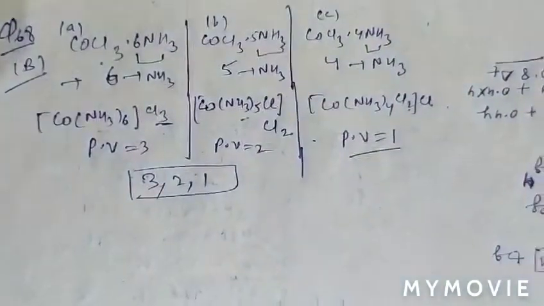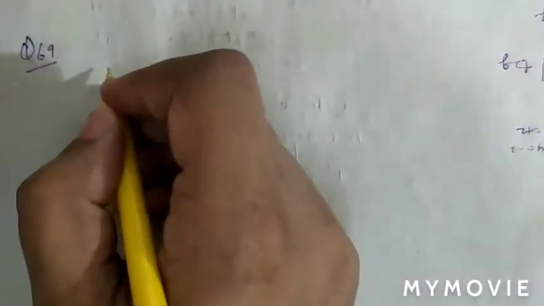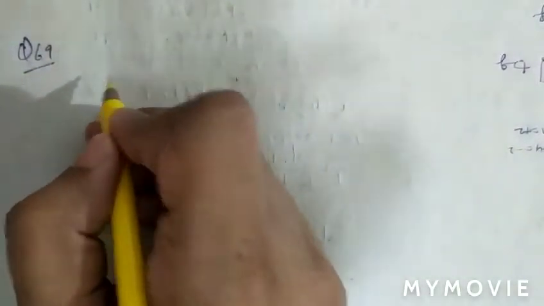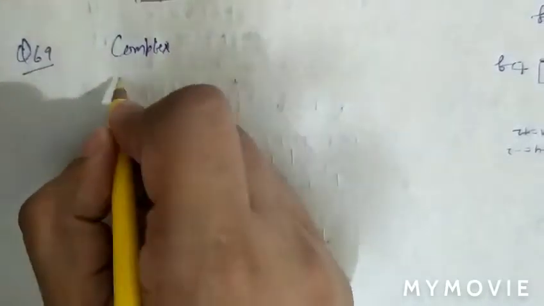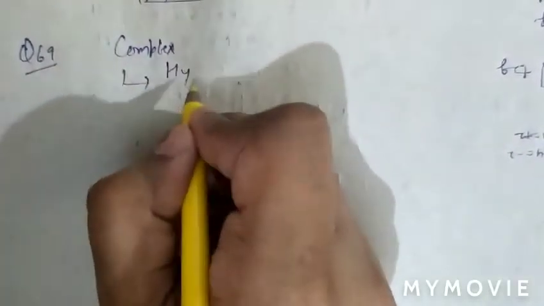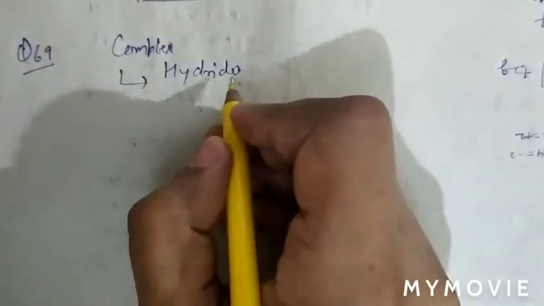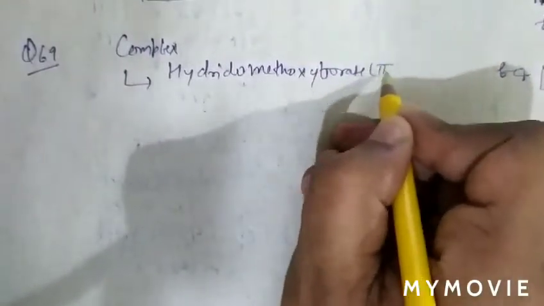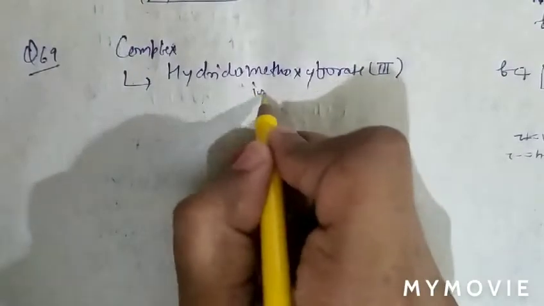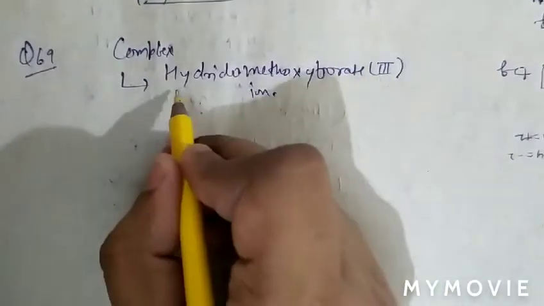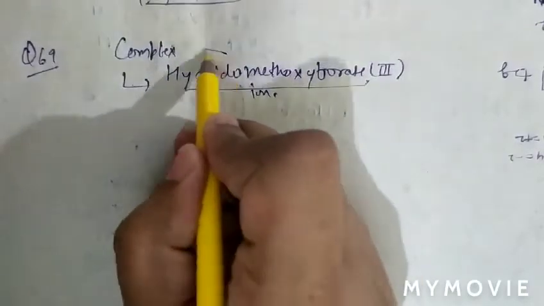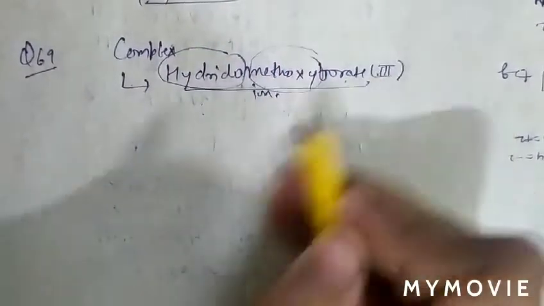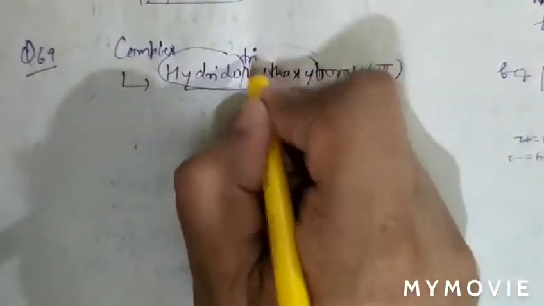See question number 69. Question number 69 is based on IUPAC nomenclature. The question is about a complex, and the complex is hydrido trimethoxyborate(III) ion. So these are the ligands: one is hydrido, and three are methoxy, and the central atom is boron.